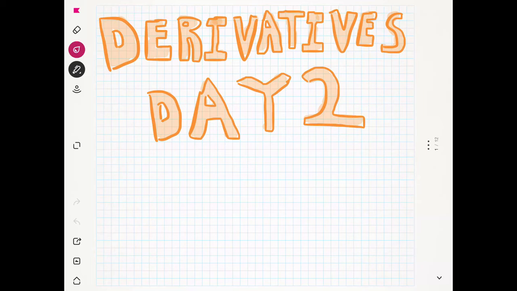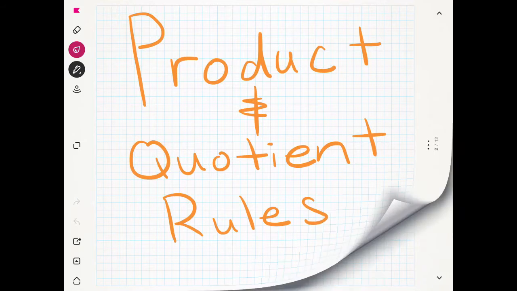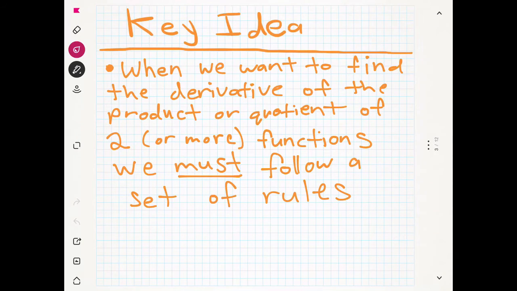Hi, today is derivatives day 2. In particular, we are focusing on the product and quotient rule. All right, so this is another very big and important part of the differentiation rules. And from the name, it's regarding products and quotients, so multiplication and division. So let's talk about the key idea.